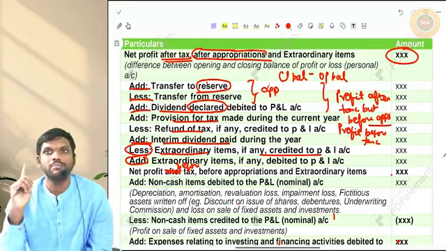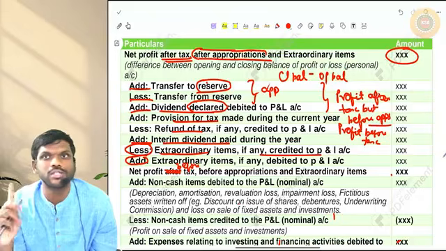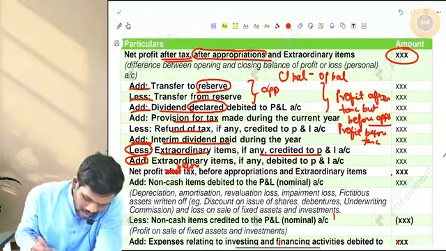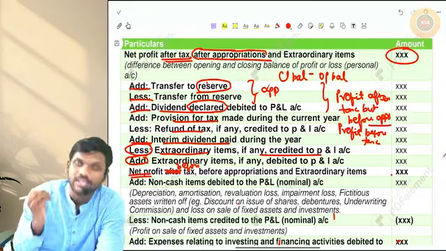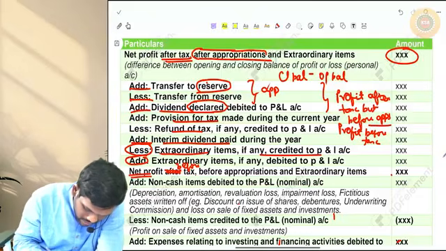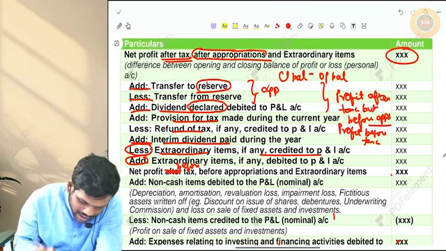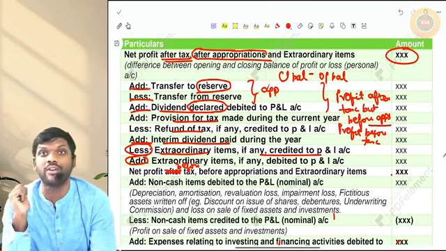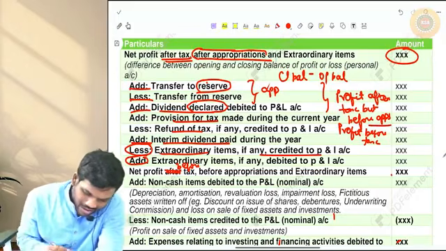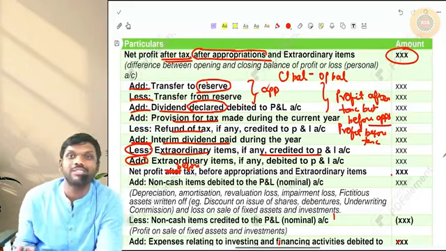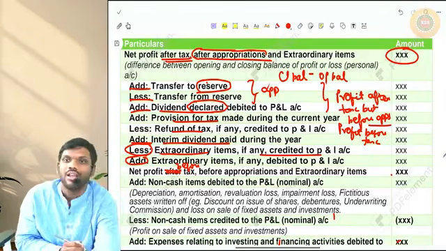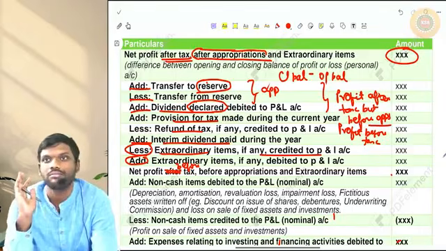Please be very clear on what your starting point is. Sometimes in the question, they will give you this itself as the starting point. They will ask you to take this and start. What do you mean, sir? Net profit before tax itself will be given to you. At that time you should not do all these adjustments, because what is given to you is this one. So directly do what comes below that.